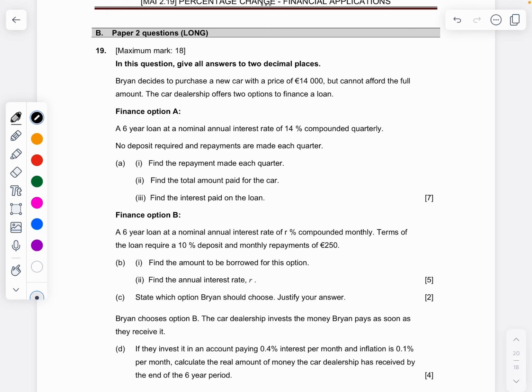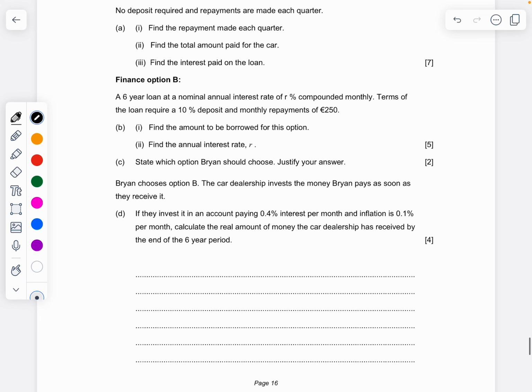Question number 19. In this question, give all the answers to two decimal places. Brian decides to purchase a new car with a price of 14,000 but cannot afford the full amount. The car dealership offers two option plans to finance the loan. Option A: a 6-year loan at a nominal interest rate of 14% compounded quarterly, no initial deposit required, and the repayments are made each quarter. Find the repayment after every quarter.